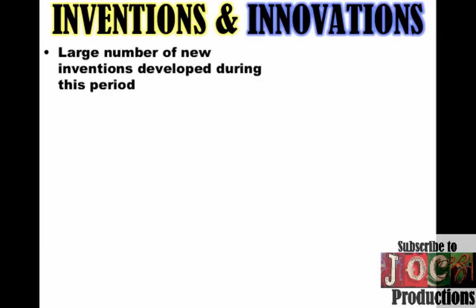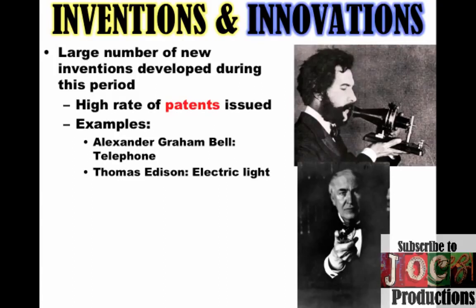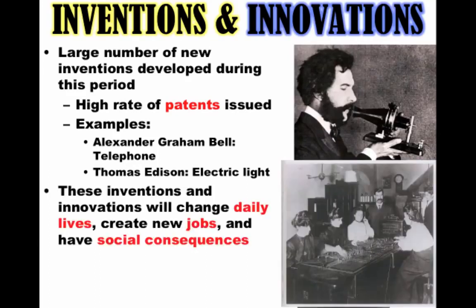And so, key to this is there's a huge number of inventions and innovations taking place, and this allows for greater productivity. A large number of new inventions are developed during this period, and a huge number of patents are issued. Some of those key ones: Alexander Graham Bell introduces the telephone, Thomas Edison with all of his inventions at Menlo Park with the electric light. These inventions and innovations will change daily lives. They'll create new jobs for people and have social consequences. And you could see that in the image right there with women entering the workforce as receptionists, secretaries, and other positions within companies.